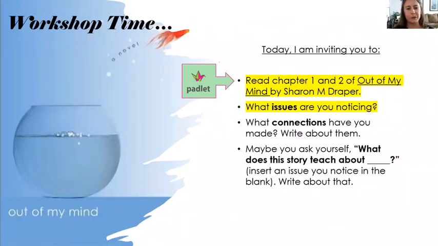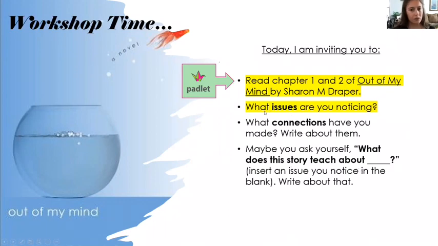Okay, it's your turn. What are you going to do for workshop today? By the way, how long is workshop at school? 60 minutes. So again, please spend about 60 minutes or more if you want, you don't have to, on your work today. So what I'm inviting you to do is to read chapter 1 and 2 out of the book Out of My Mind by Sharon M. Draper. This will be your read aloud for this social issues unit.